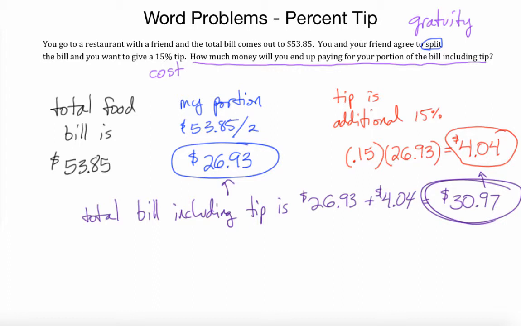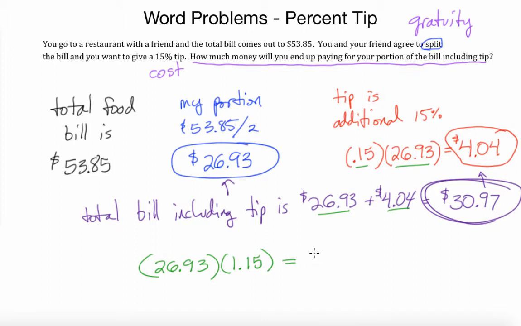I wanted to go over another alternative way to do this problem. So notice we found the whole portion, we found the tip separately and then added it just right there, $26.93 plus 4.04. There's another way to actually go about calculating because this is an increased cost, right? So another way we could do this is to say, okay, my $26.93, well, I'm going to multiply it by 1 because that's the full amount, but I'm also going to add 15% to it. So there is my cost plus the 15%. I can think of it as 1.15 times 26.93.